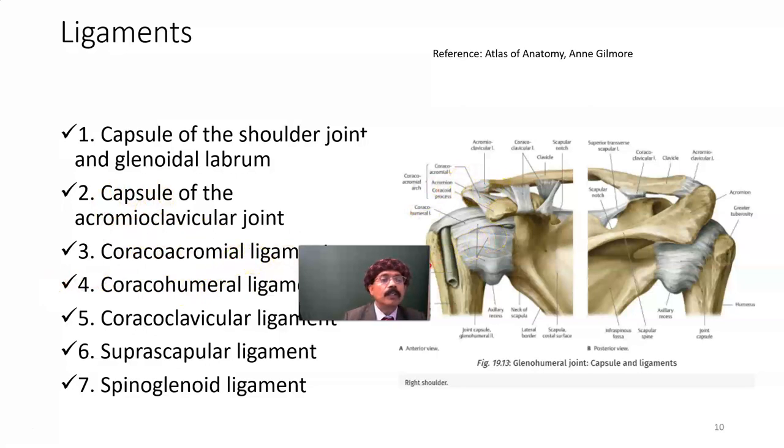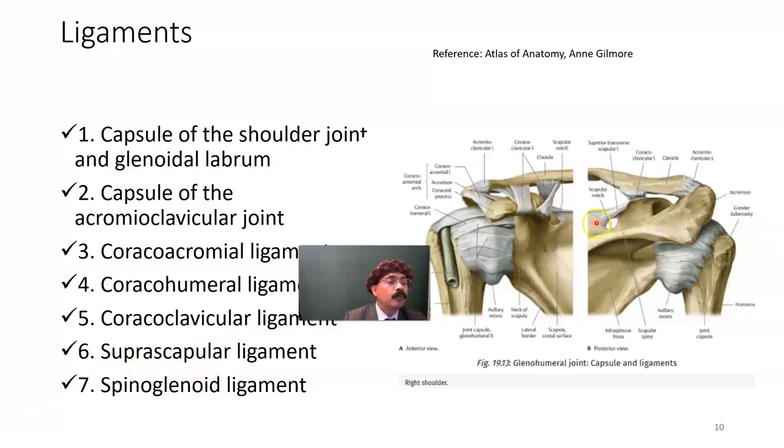Coracoacromial ligament. Here is the coracoid process, acromion process, coracoacromial ligament here. We have the coracohumeral ligament. This is the coracoid process, to the humerus, coracohumeral ligament. Coracoclavicular ligament, two parts: one is the trapezoid part, another is the conoid part of the coracoclavicular ligament.